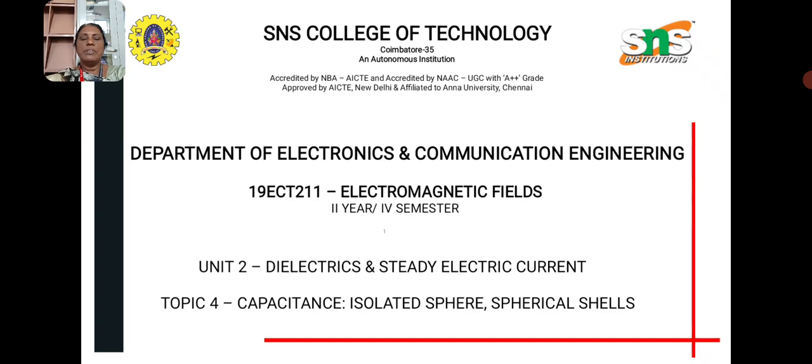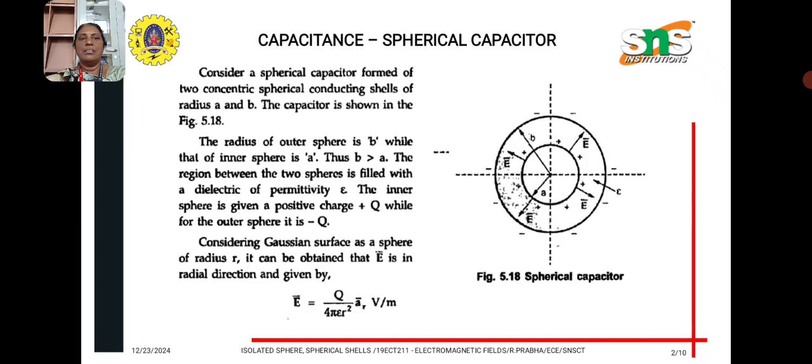In this video, we will see the topic capacitance of isolated sphere and spherical shells. So consider a spherical capacitor for the first case of finding the capacitance. Consider a spherical capacitor formed by two concentric spherical conducting shells of radius A and B.